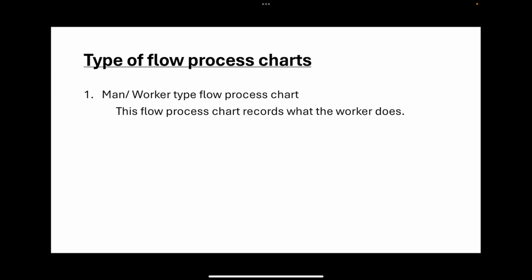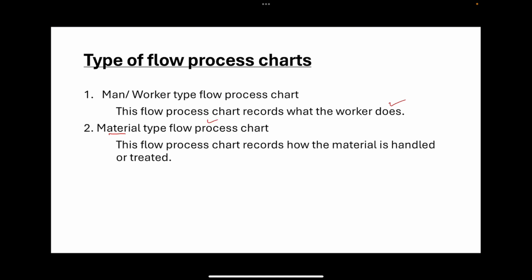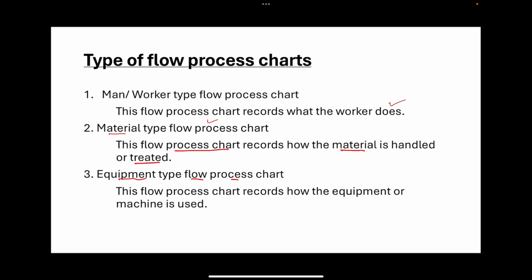Now let us look at the types of flow process chart. There are 3 types of flow process charts. These are the man or worker type flow process chart, which records what the worker does. The material type flow process chart records how the material is handled or treated. And the equipment type flow process chart records how the equipment or the machine is used. So these are the different types. We have only one outline process chart, but for the flow process chart, we have 3 different types.